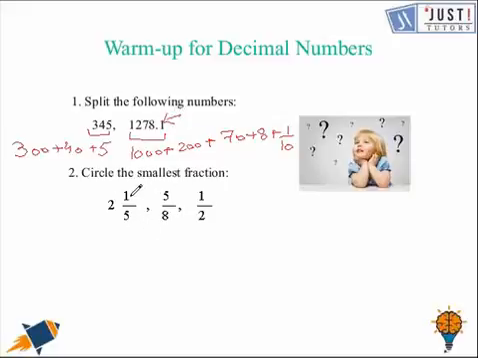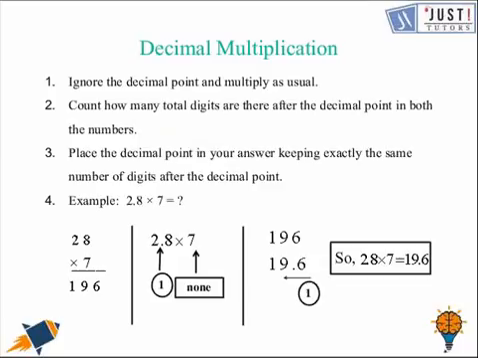Question number 2. Circle the smallest fraction. If we want to compare the fractions, we need to make the denominators the same, and then we can work out that 1 over 2 is actually the smallest fraction. Now let's move on to the topic, which is multiplication of decimal numbers.